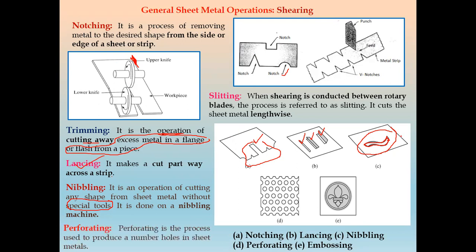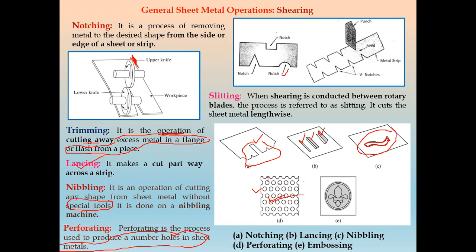Next operation is perforating. If you see in this operation, there is perforating. Perforating is the process used to produce a number of holes in sheet metal. So a number of punching operations are done on this sheet. That is called a perforating operation. There are a number of holes, 1, 2, 3, 4, 5, along the length and along the width also. That operation is called perforating.